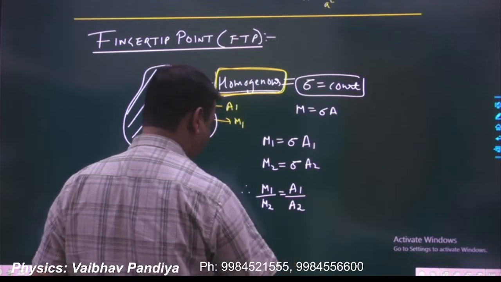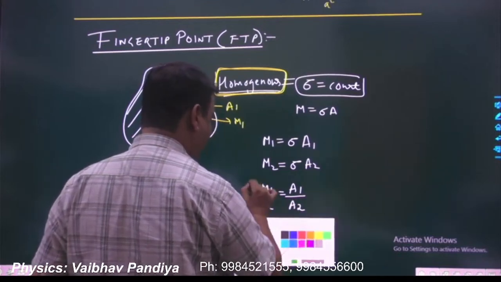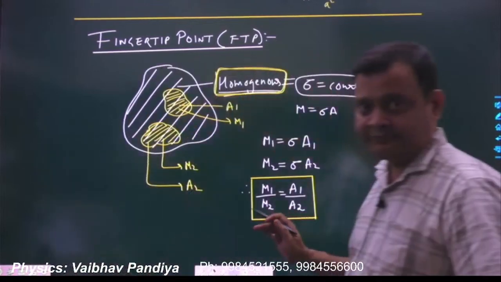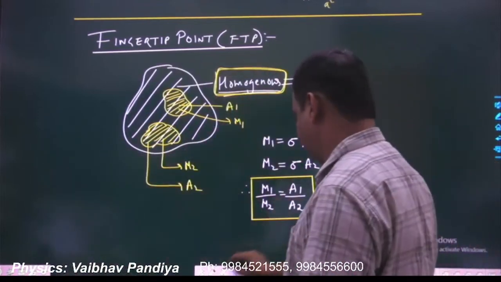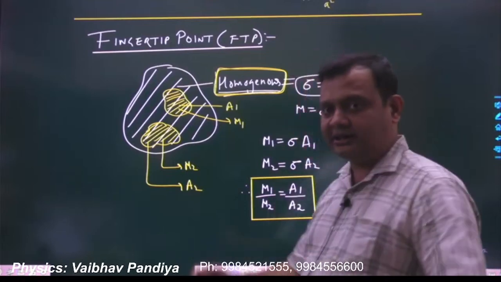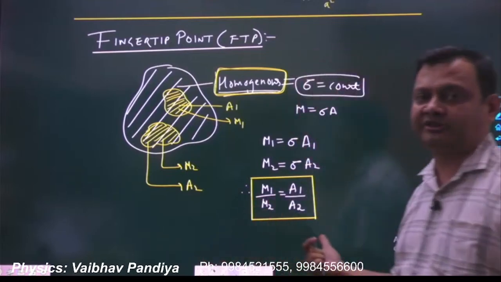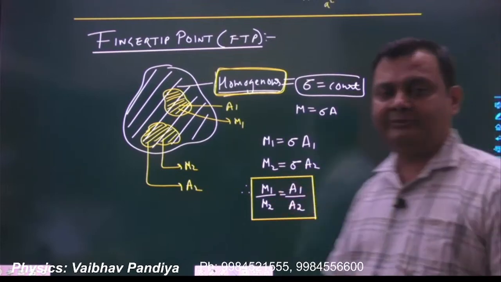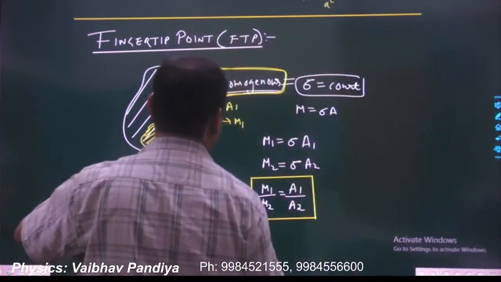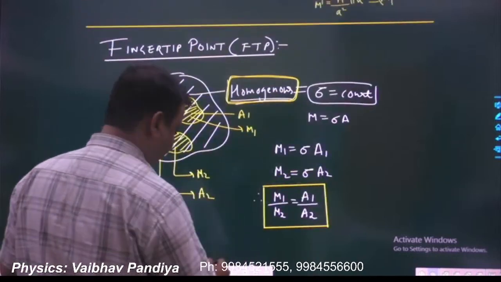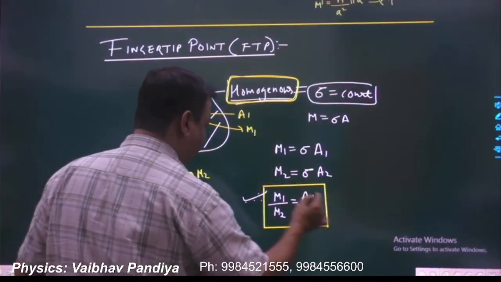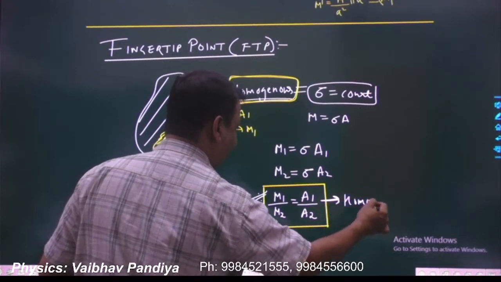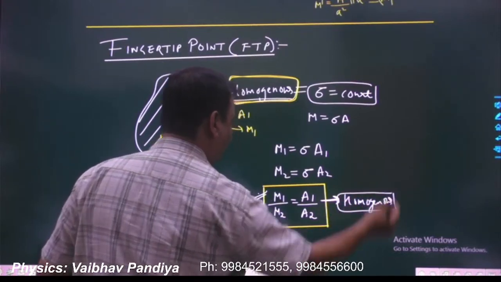So this is one of the FTPs. Whenever we have a homogeneous object, the masses of two portions of that homogeneous object are in the same ratio as the areas of the two portions. Okay, this is important. You can apply it for homogeneous objects. The limitation is that you can use this formula only when the object is homogeneous.